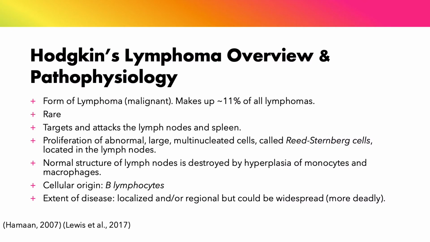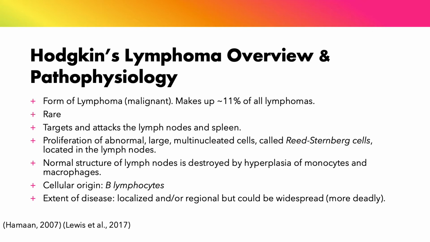So, the overview and pathophysiology of Hodgkin's lymphoma is that it is a form of lymphoma and is rare. It is a malignant type of growth or a mass. It makes up about 11% of all lymphomas. It targets and attacks the lymph nodes and spleen.